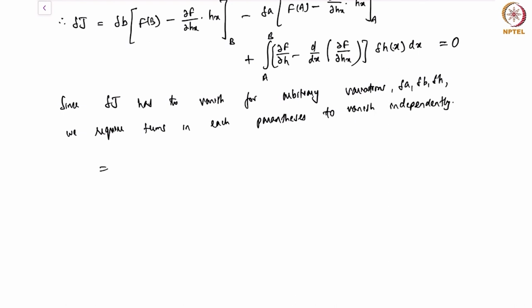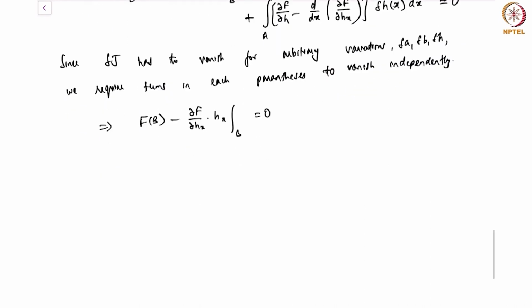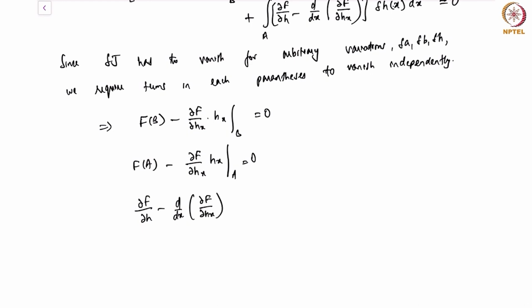So in other words, we have F_B minus del F by del h_x times h_x at B equal to 0, F_A minus partial derivative of F with respect to h_x times h_x at A equal to 0, and finally we have del F by del h minus d by dx of del F by del h_x should also be identically 0. So we have three expressions that we've got, right?